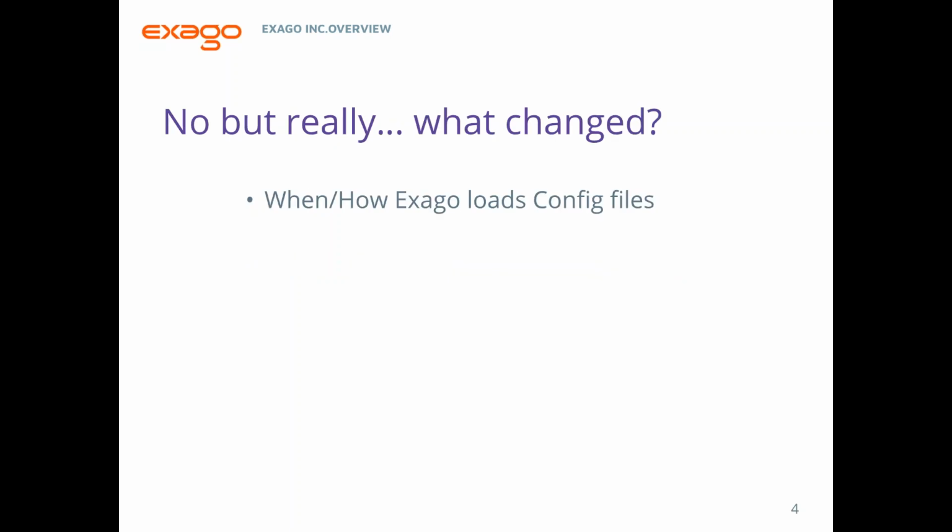Okay, so really, what did we change? What we changed was how we load configuration files. Specifically, we've created two types of config files. The configuration files are the XML files that are created when you save in our admin console, and they're what let you control what data sources, what data objects, joins, and settings Exago uses.